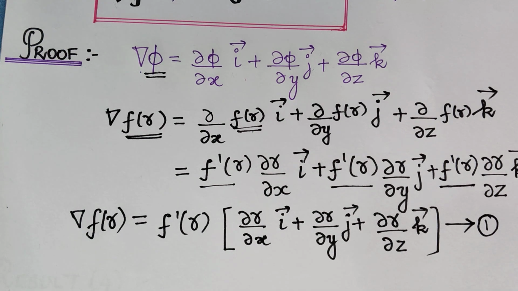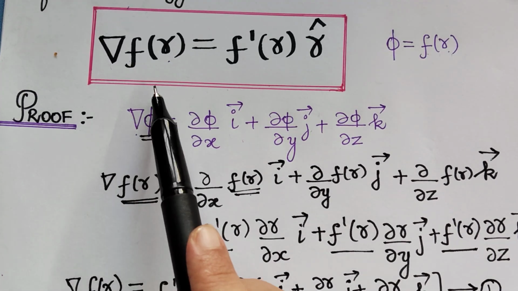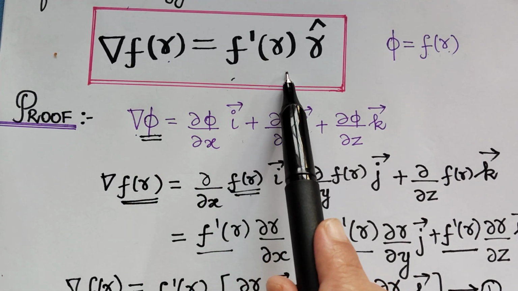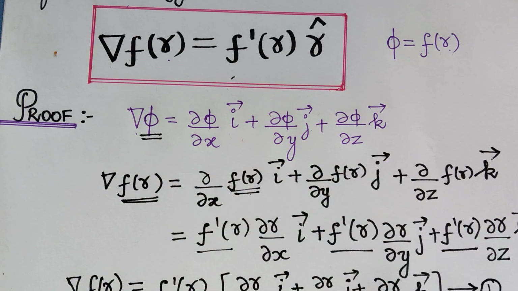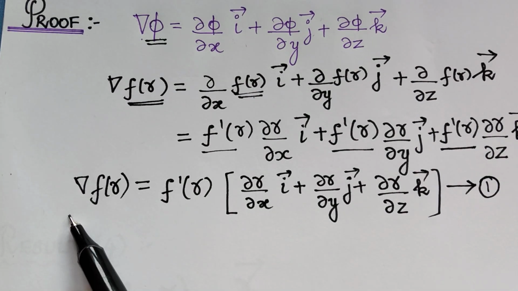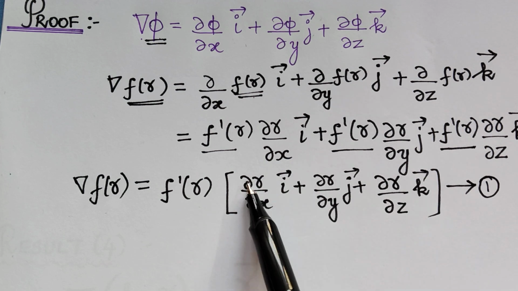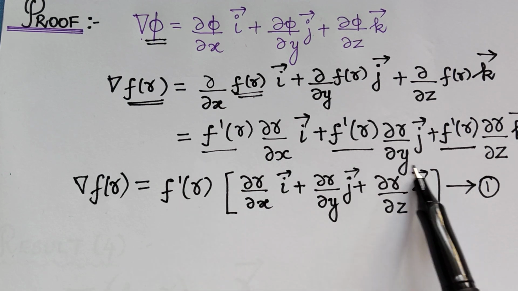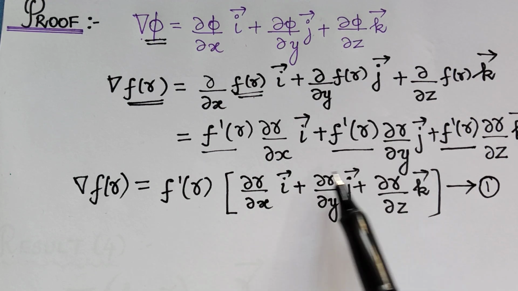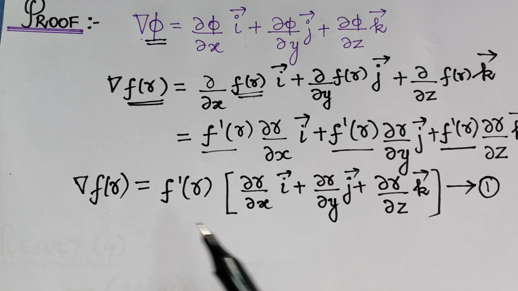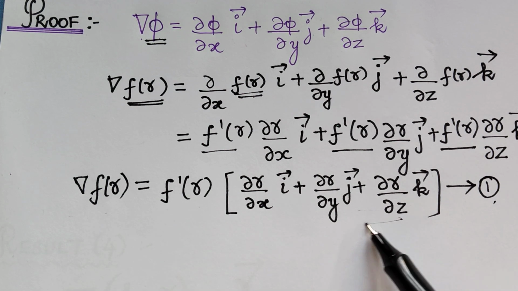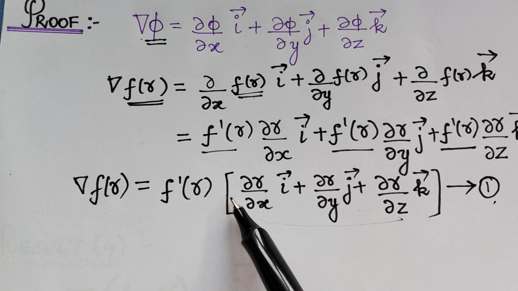Now we are supposed to prove that nabla f of r is equal to f dash of r multiplied with r cap. Here we have obtained nabla f of r to be equal to f dash of r multiplied with this quantity. Now we have to calculate this quantity in order to prove our result. For that, first we will mark this as equation 1, and separately we will calculate this and substitute here.